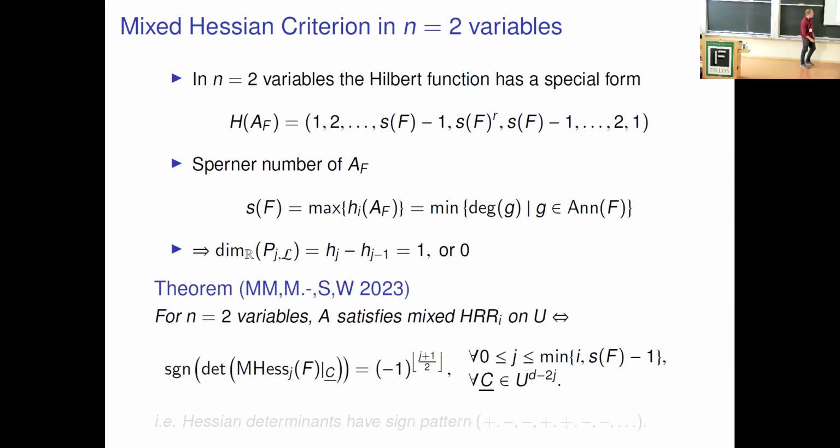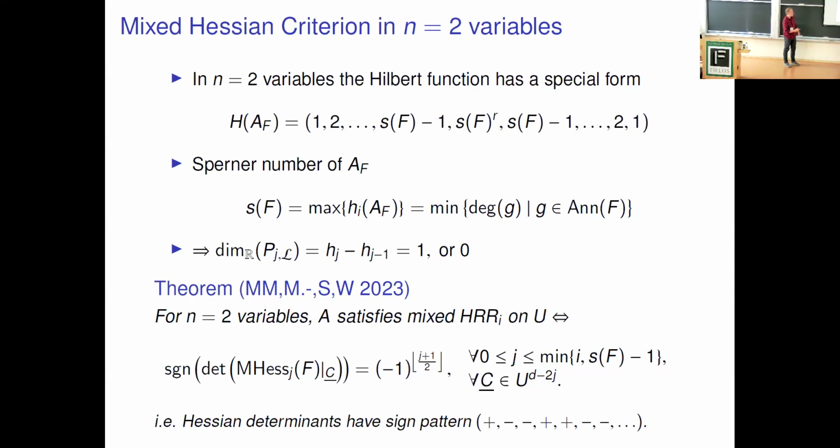That's the statement. So for two variables, mixed Hodge-Riemann in degree I on U is equivalent to saying that the sign of the determinant of the mixed Hessians is (-1) to the floor of (j plus 1) over 2. And here again, I don't need to go all the way up, I just need to check up to the Sperner number, or I, whichever's smaller. So anyway, the Hessian determinant should have this weird alternating sign pattern: plus, minus, minus, plus, plus, minus, minus. That's what I'm looking for.